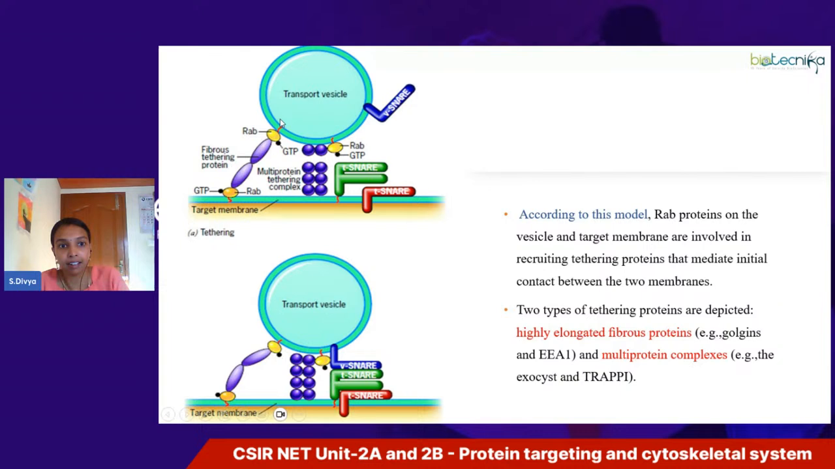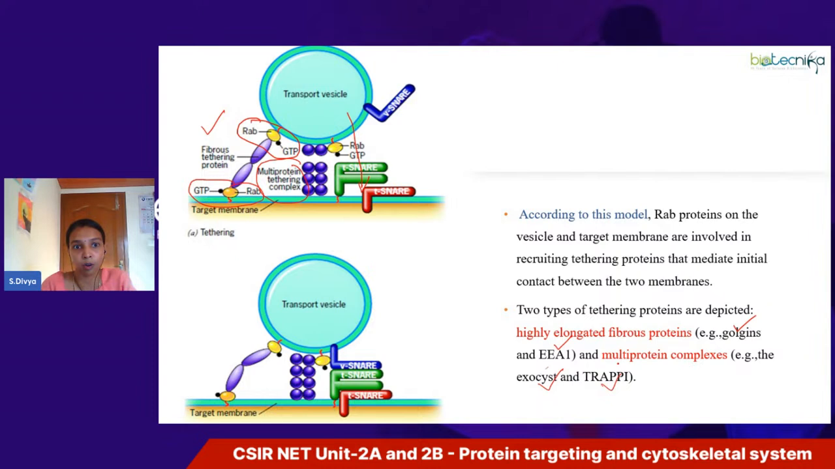So if you see, these are our transport vesicles, which have the RAB GTPases, right? And they are connected with the help of fibrous tethering proteins. An example of fibrous tethering proteins is Golgin and EEA1. Similarly, multi-protein tethering complexes are a second category of tethering proteins that help in the binding of transport vesicles to the membrane. For that, you have the example of the exocyst complex.